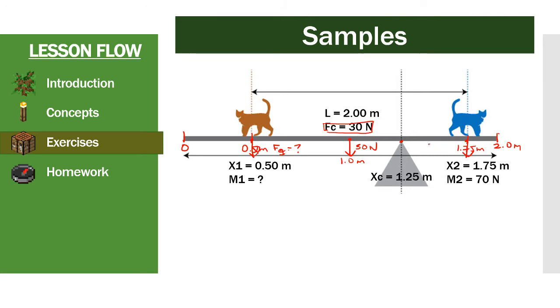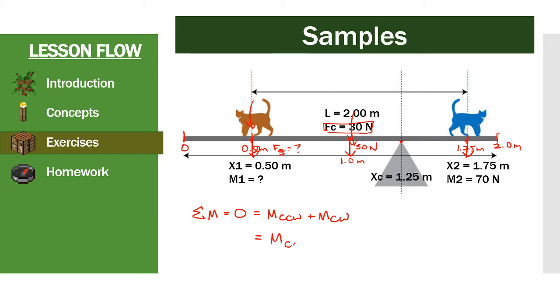When we get to the moment equation, the sum of all moments is equal to 0. We have to account for the clockwise and counterclockwise moments. How many counterclockwise moments do we have? We have 2: one is the cat, and the other is given by the seesaw. Because if the cats were to leave, this seesaw would tip in the counterclockwise direction because it is off center.